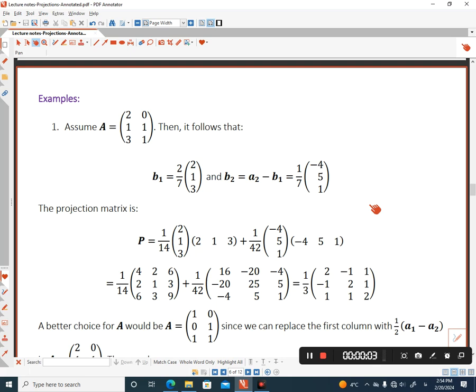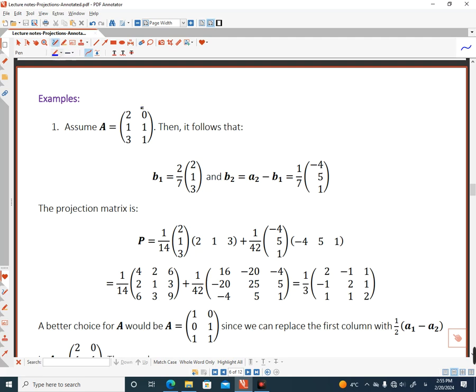Now in this video we discuss the examples. Consider a matrix A, and suppose you are provided with this matrix A and you want to find the projection matrix. First we need to check whether the columns are orthogonal to each other.